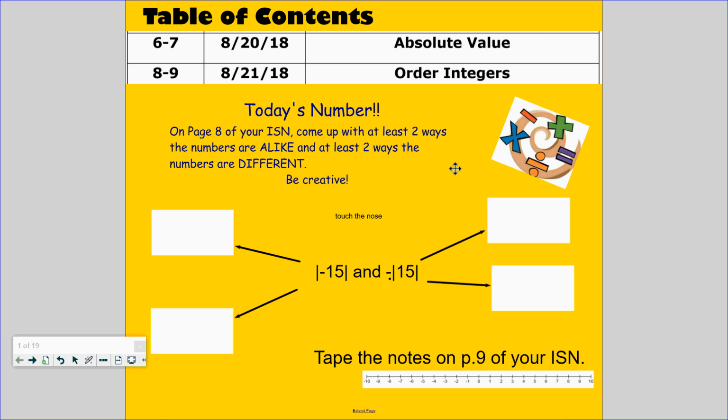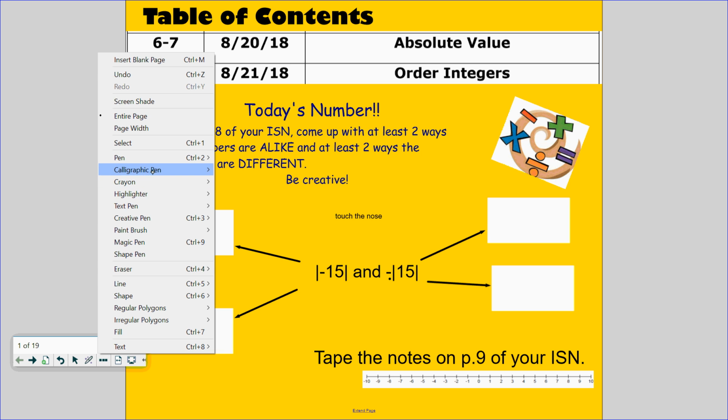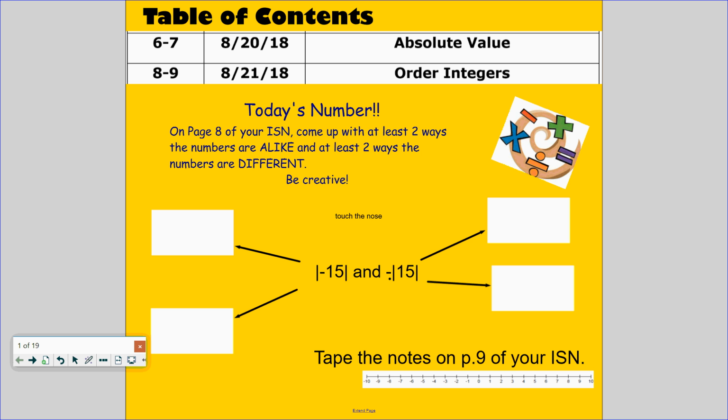All right, I would like you to look at today's number, which is the absolute value of -15, and as you see, the negative's on the outside, the opposite of the absolute value of 15. I would like you to come up with at least two ways the numbers are alike, and at least two ways the numbers are different. So let me get out my pen. I'll use red. How are they alike? Well, they both use 15. They're both about absolute value.